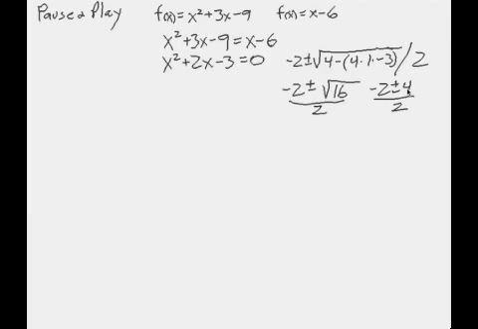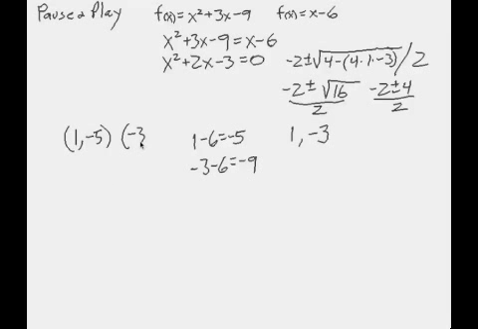So negative 2 plus 4 is 2 over 2, which is 1. And negative 2 minus 4 is negative 6 over 2, but that's just negative 3. So now take your two x values, put them back into either function to get your y value for your point of intersection. Now the linear is easier to use, so put in 1. I've got 1 minus 6, which is negative 5. So one of my points is 1, negative 5. Put in my negative 3. So I've got negative 3 minus 6, which is negative 9. So my other point of intersection, negative 3, negative 9.